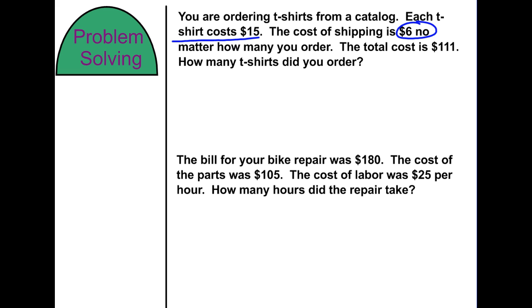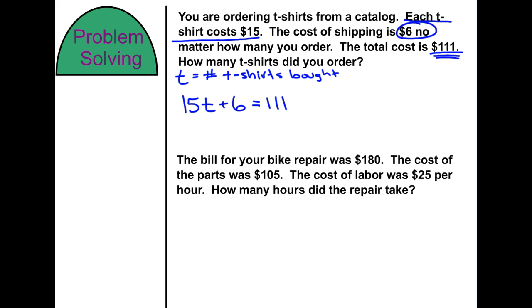Each shirt costs $15, and our total is $111. Well, if it's $15 per t-shirt, I'm going to make a variable and call it T. That equals the number of t-shirts I bought. All right, so now we have our equation. We can fill it in. It's $15 per every t-shirt I bought, plus the $6 no matter what I buy, because that's my shipping cost. And that equals the total I spent, which is $111.